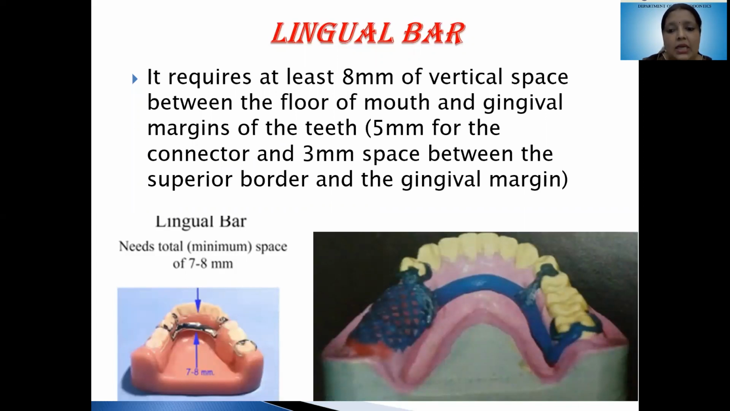This means that the total vestibular depth that we require should be 8 millimeters. We need 8 millimeters of vertical space between the free gingival margin and the floor of the mouth. Only then can we incorporate a lingual bar major connector.